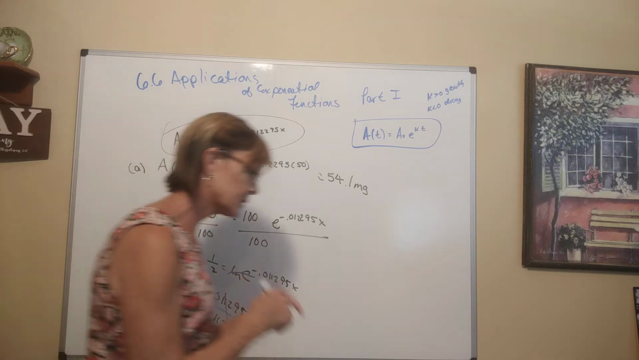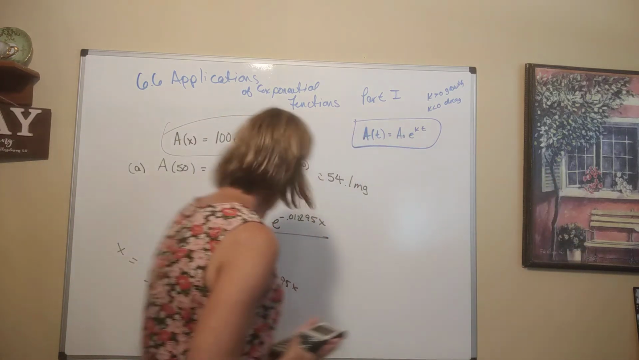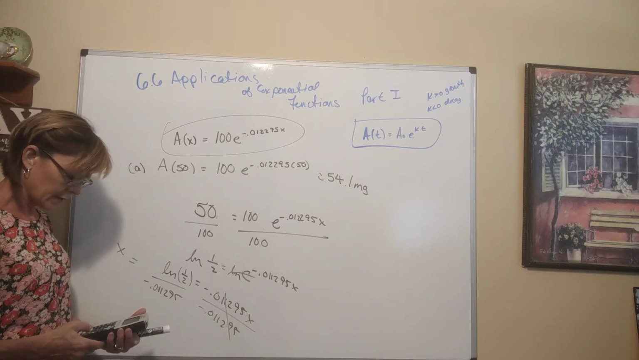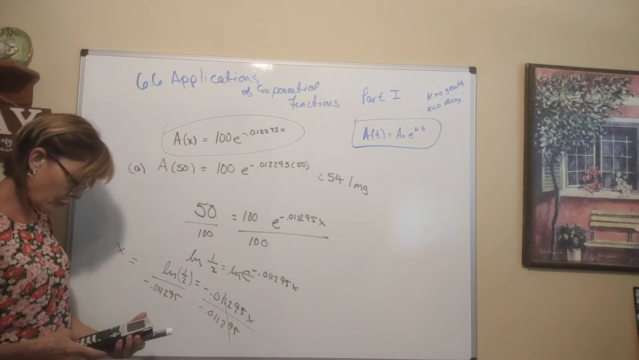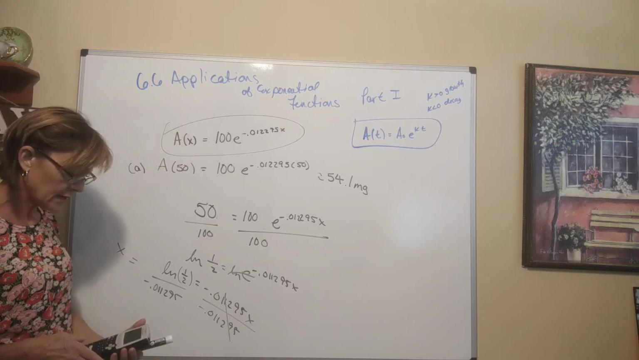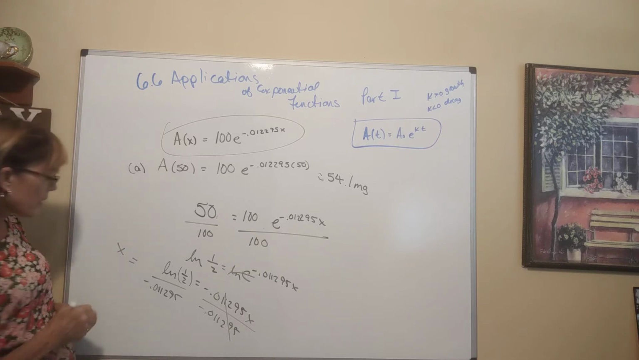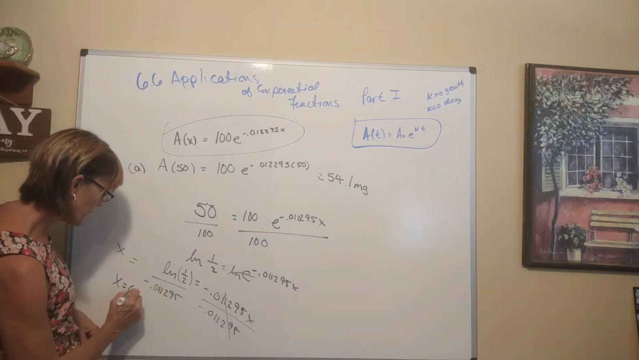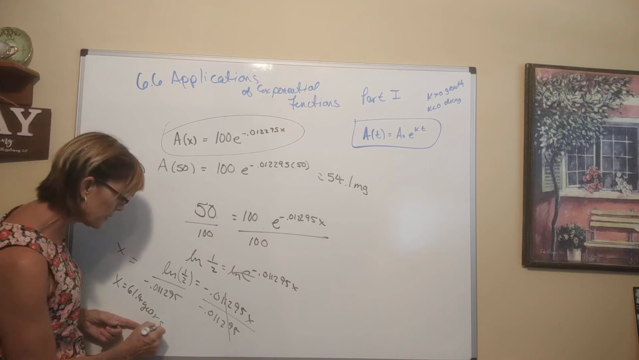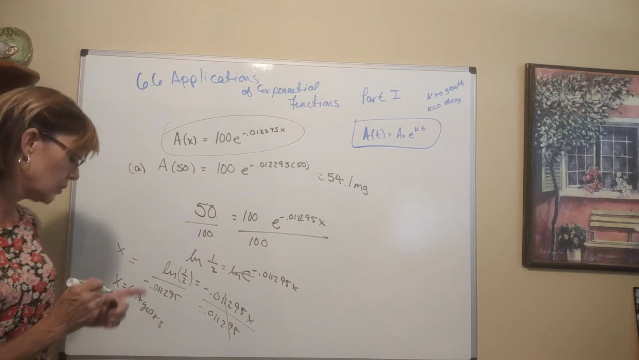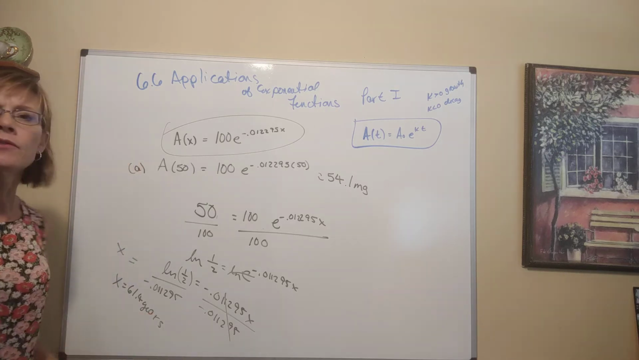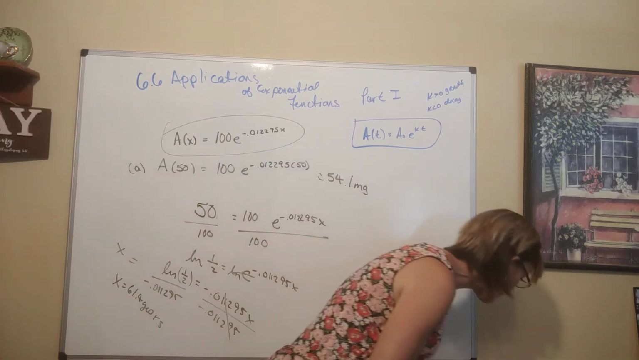So let's figure that out. Let's put it in our calculator. The natural log of 1/2 divided by negative 0.012295 gives me 61.4. So it would take 61.4 years for this sample to decay to half of the original amount. So that's its half-life. Okay, let's do number 5.